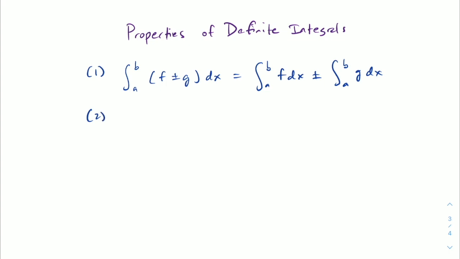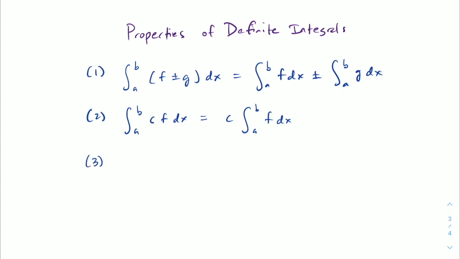Alright, the second property is the integral of a constant times f. And that's going to be a constant times the integral of f. So constants can move outside of integrals.